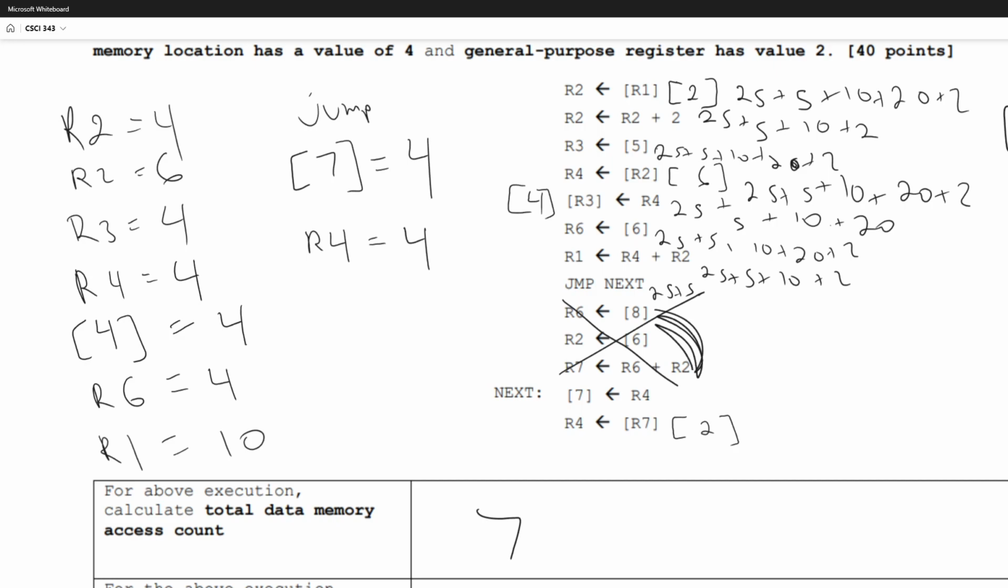I don't know if we have to write these because they don't get executed, right? But I guess I'll see in the answer key. S type, so 25 plus 5 plus 10 plus 20, 25 plus 5 plus 2.